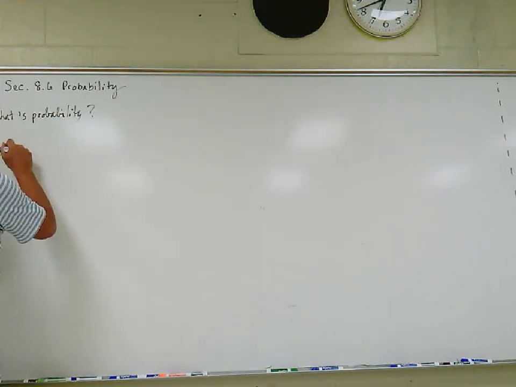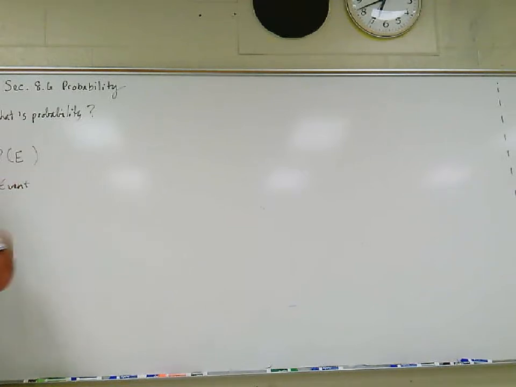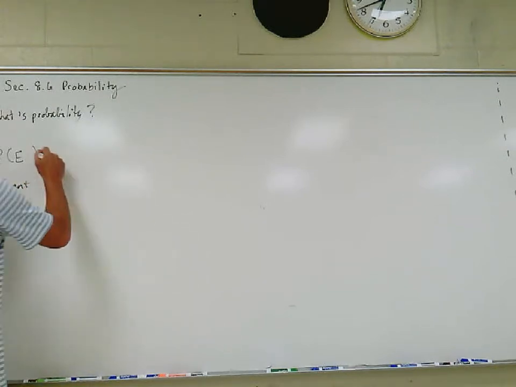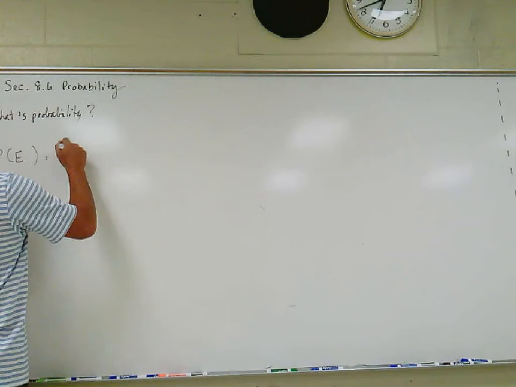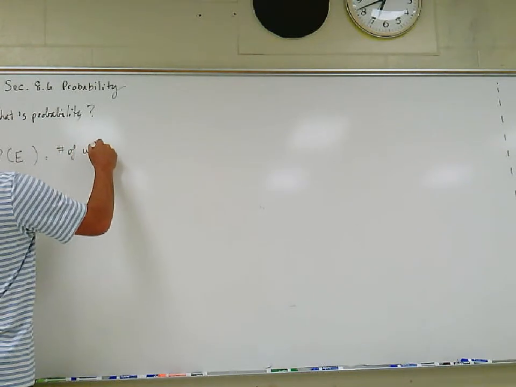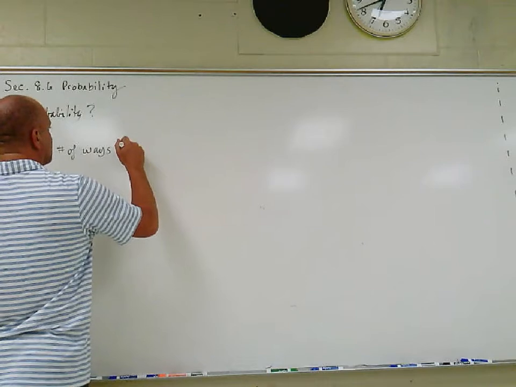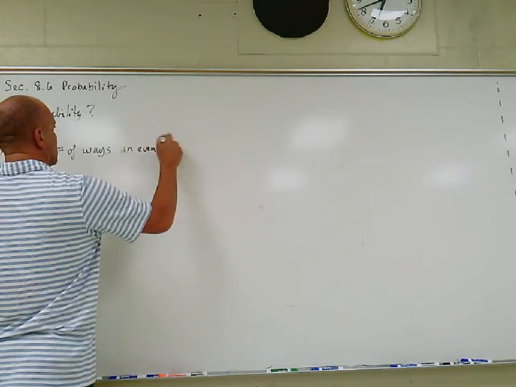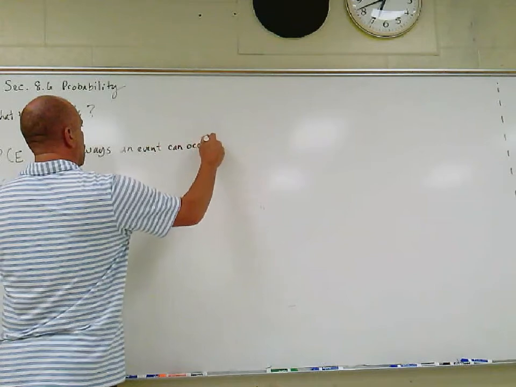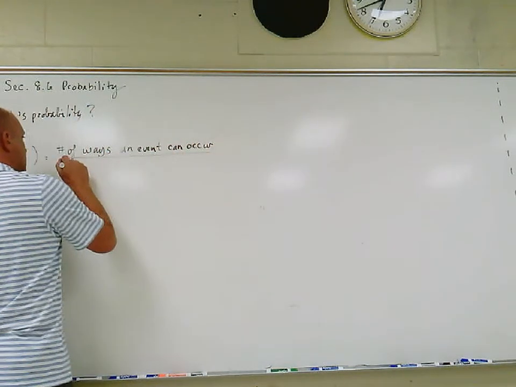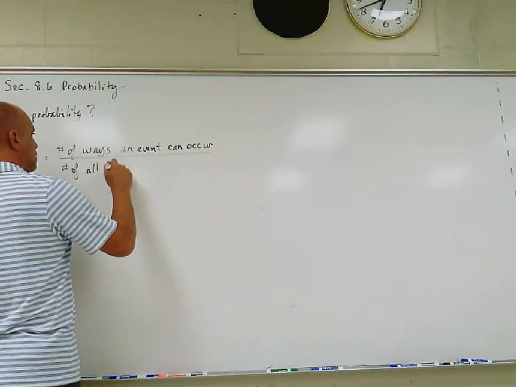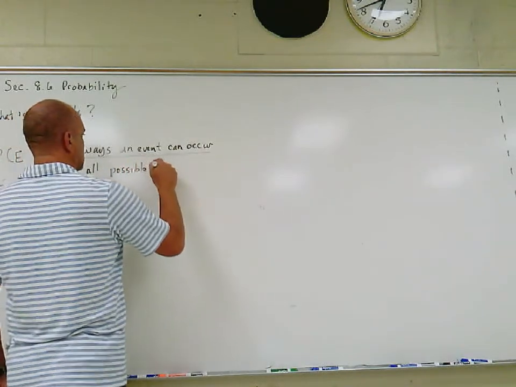So I usually define it like this: probability of E, and I use the letter E for an event. Basically I make a fraction to think about how it can occur. The way I look at this is the number of ways an event can occur over the number of all possible outcomes.